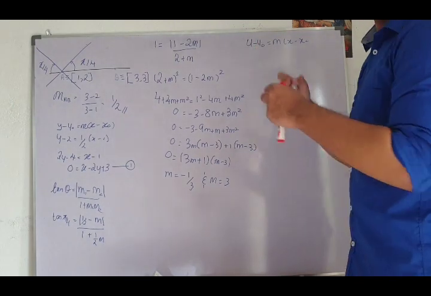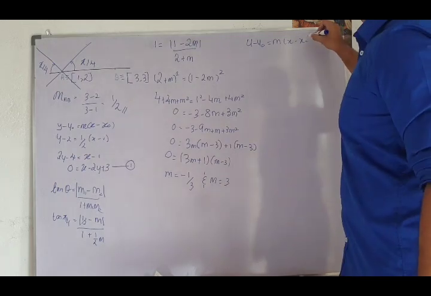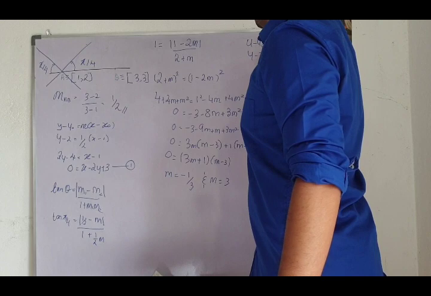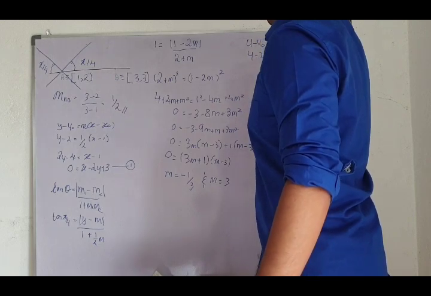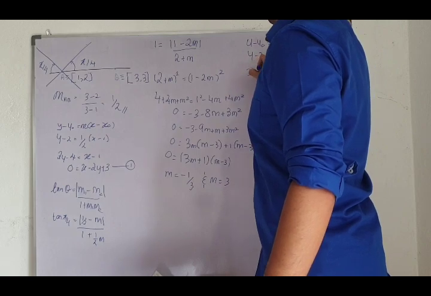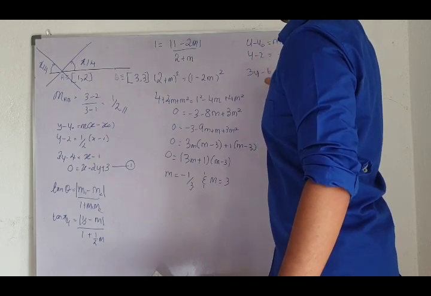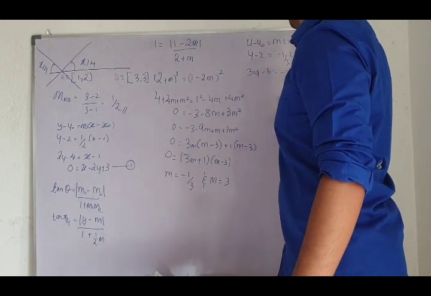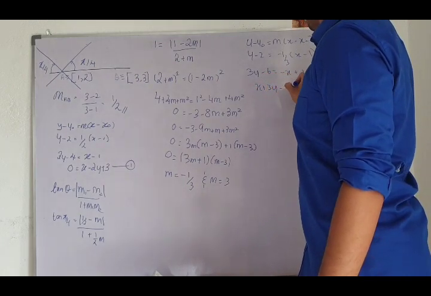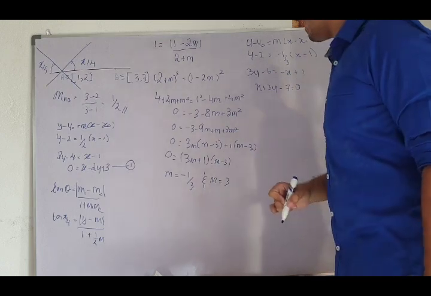So y minus y naught is equal to m times x minus x naught. Y minus 2 is going to be minus 1 over 3 times x minus 1. This is going to be 3y minus 6 equals minus x plus 1. So x plus 3y minus 7 is going to be equal to 0.